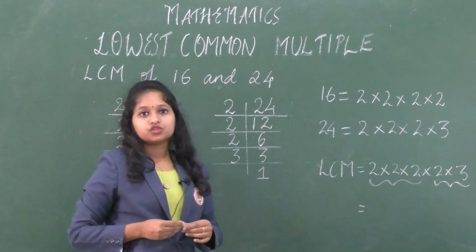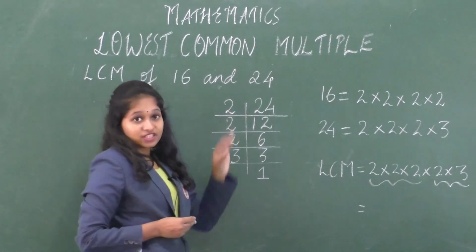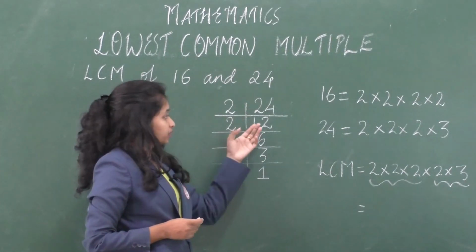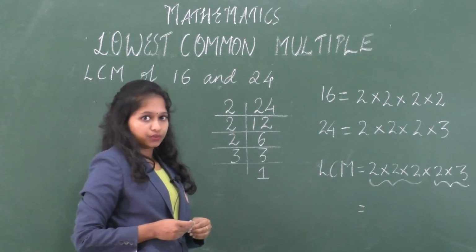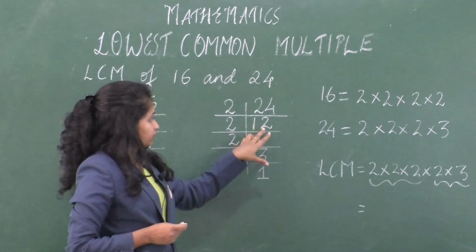Now moving on to 24. It is divisible by 2. 12 2s are 24.